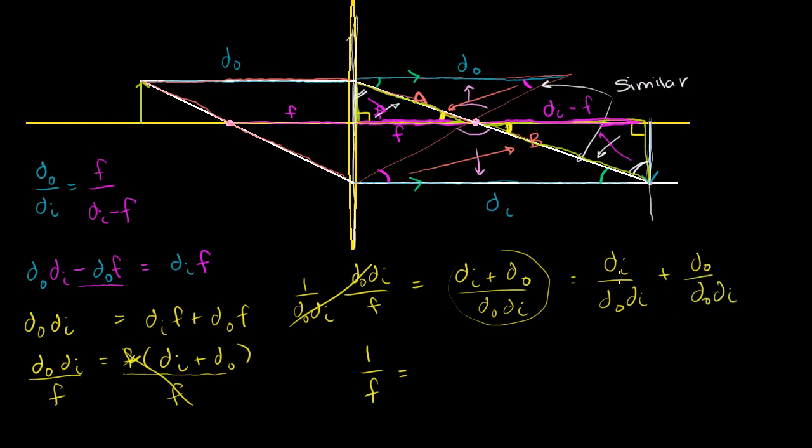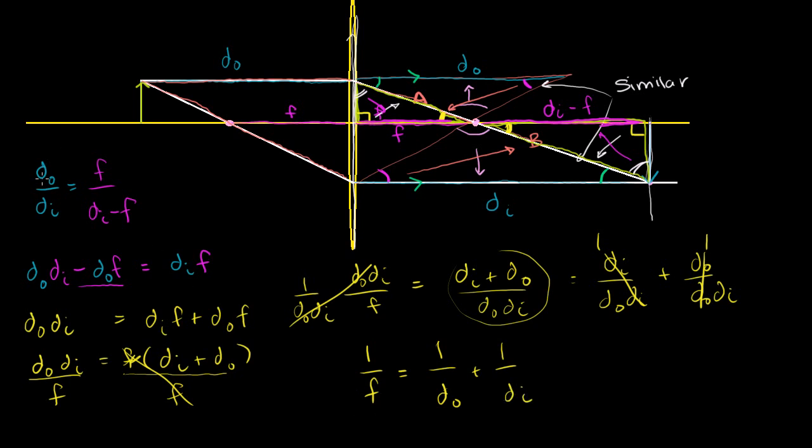But di over d naught di, the di's cancel out. We just have a 1. Here, the d naughts cancel out. You just have a 1. So this is equal to 1 over the distance of the object, plus 1 over the distance of the image.